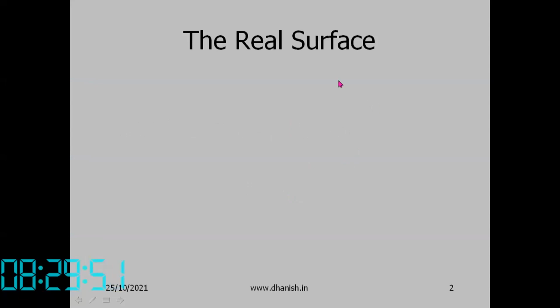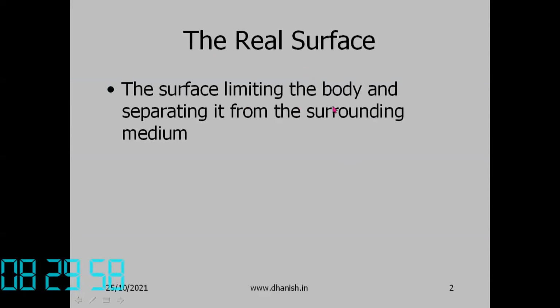First, let us define some terms associated with filtering. The real surface is the surface limiting the body and separating it from the surrounding medium. This is the definition as per ISO 428 and so on. Because the surface always has a layer of oil or water vapor on it, we are not considering that as the surface; we are considering only the body as the surface.